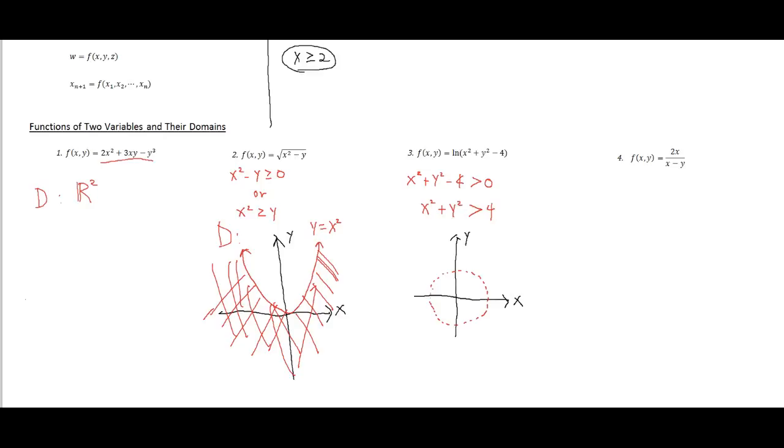But now, these possible values of x and y have to make this expression bigger than 4, which means that everything has to be outside of the circle. So in this case, the region describing the domain is going to be everything that is outside of this circle, not including the boundary that's given by that circle there.